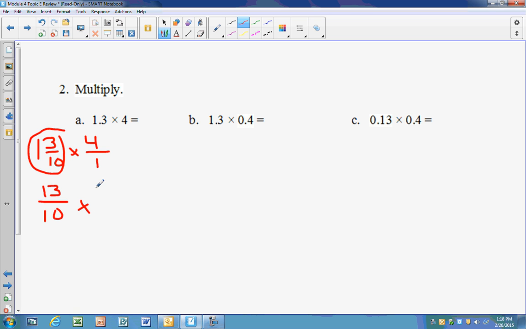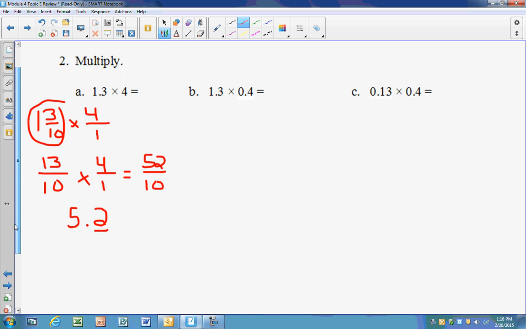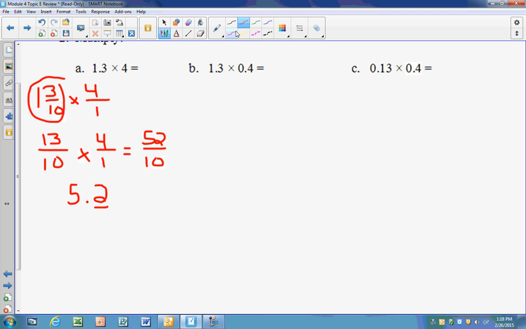And 13/10 times 4 over 1, we multiply straight across. And when we multiply straight across, we would get 52/10, and I can leave it that way. I can turn that right into a decimal if I wanted to, because this is the tenths place, so that's 52/10. Otherwise, I can write it all out as decimals. And if I do it all out as decimals, I write 1 3/10 times 4, and I multiply. And I have one jump, so I make one jump.